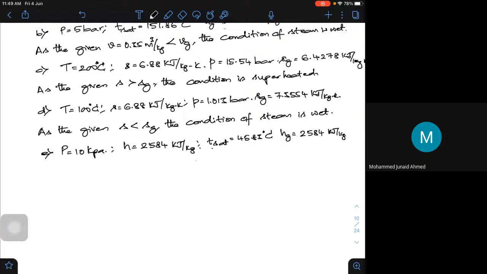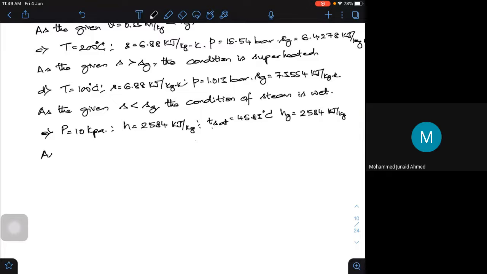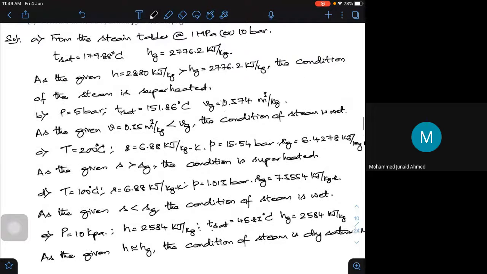As the given H is almost equal to Hg, it varies only in decimals, so the condition of the steam is dry saturated. So this exercise is to make you try and learn how to refer to the values in your steam tables.